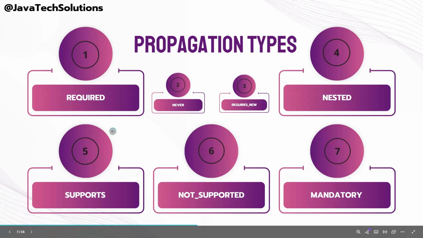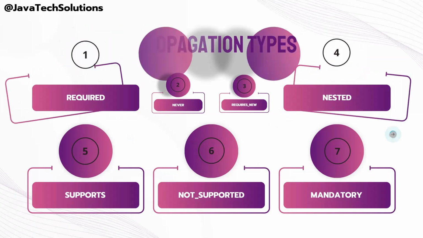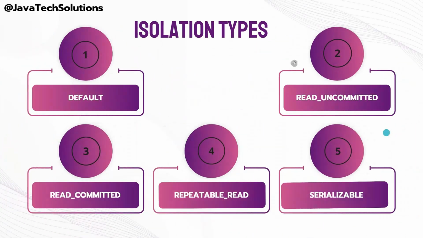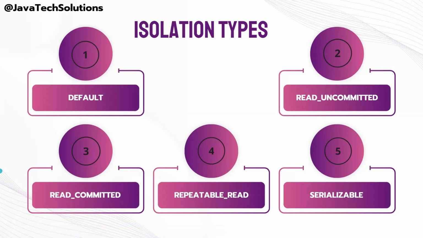These are mostly what we use while doing declarative transactions, as a parameter of the propagation. So these are the 7 parameters that we basically use within the propagation. Next we will see the different types of isolation type. So these are the 5 isolation types: default, read uncommitted, read committed, repeatable read, and serializable.